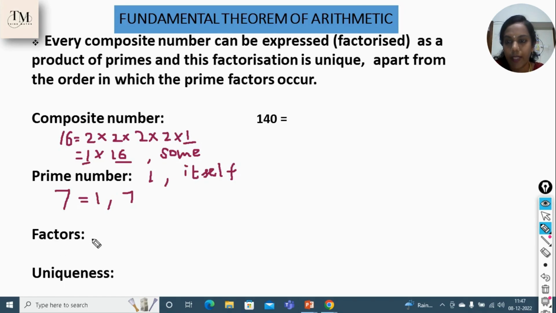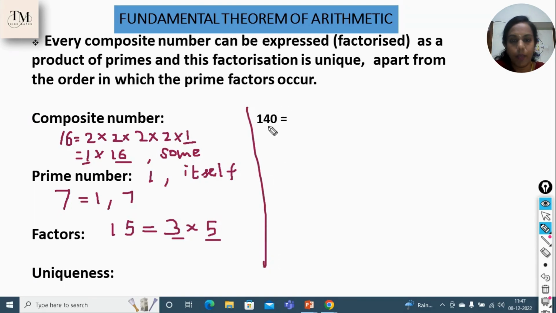So what are factors? Suppose I take the number 15. So 15 can be expressed as 3 into 5. So these 3 and 5 are called factors. Okay, so next is uniqueness.